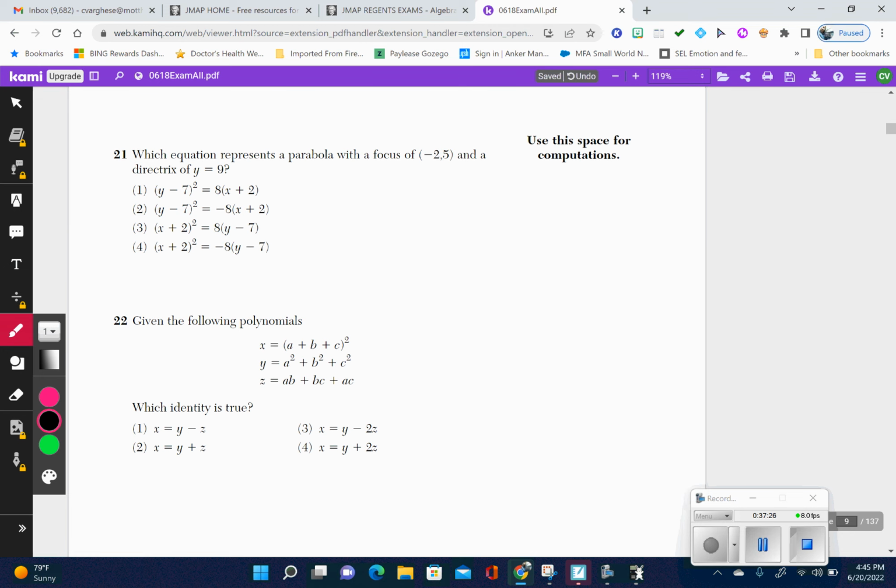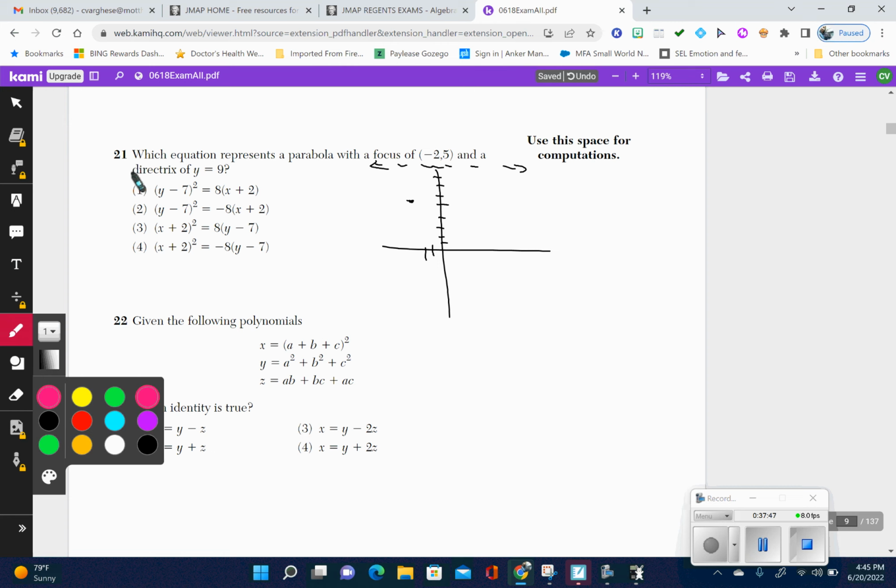Parabola directrix focus. So I always taught you to do this by graphing. So -2, +5, 4, 5. There's my focus. And a directrix of y equals 9. This is 5 already, so 6, 7, 8, 9. And I taught you how to make this with a dotted line. You look for the point in the middle of the two of them. So it's going to be right there.